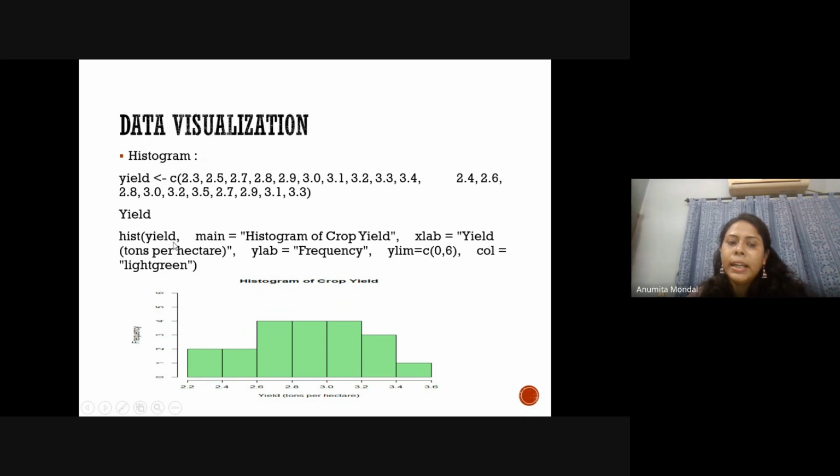In this case, yield is the x variable, and main gives the title at the top of the diagram, which is Histogram of Yield, and xlab gives the yield, and ylab gives the frequency. In this case, I have set the y limit from 0 to 6, and the column color is light green.